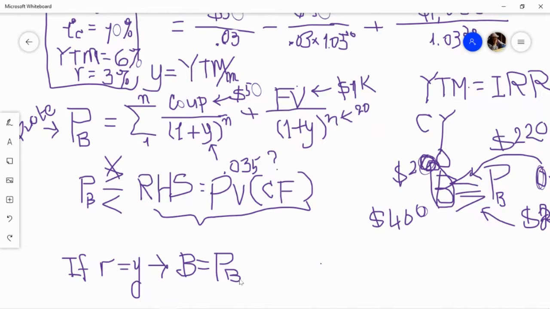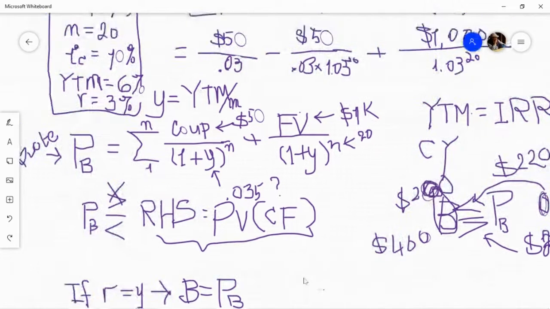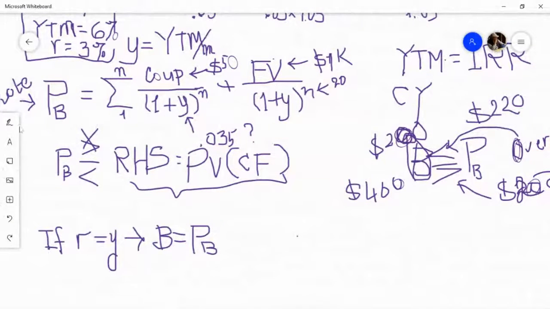Okay, and mispricing sounds like a bad thing, but actually mispricing is not a bad thing, because without mispricing, there is no profit opportunity. Why? Think about it. If the bond price is in equilibrium, that means the intrinsic value is equal to the market price, then there is no way you can make profit. Why? In the short term.